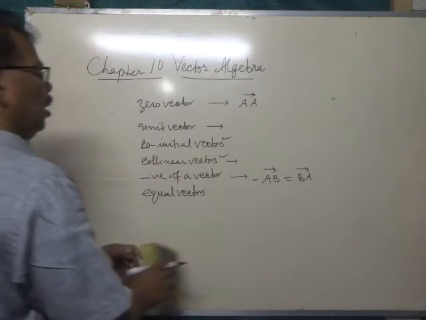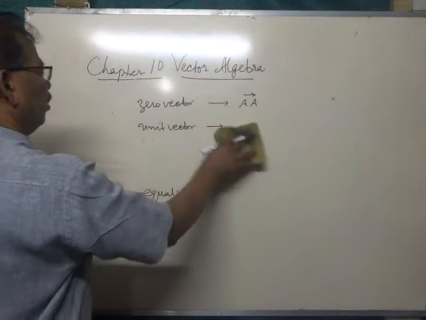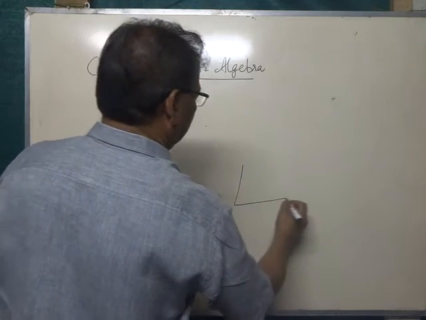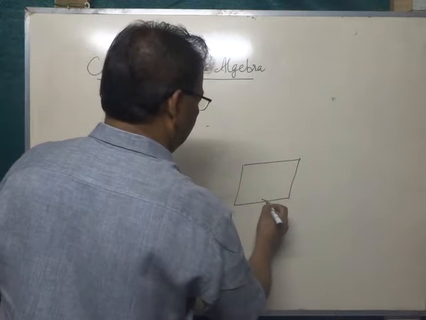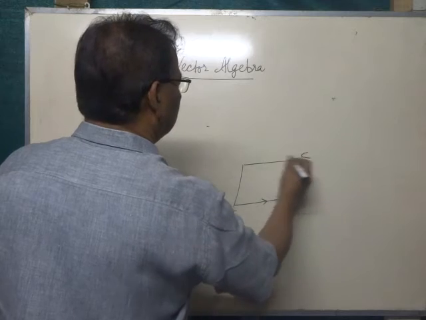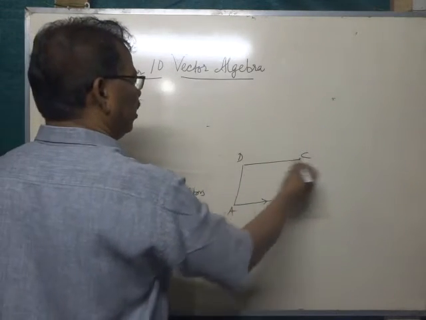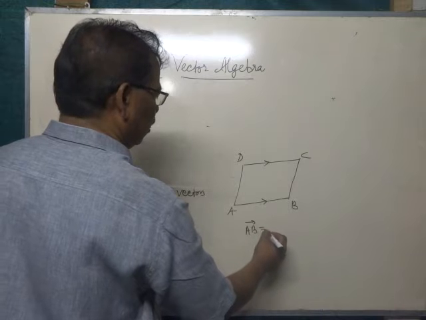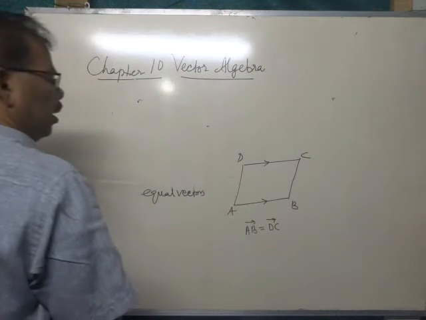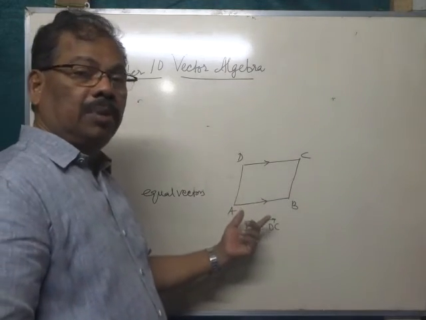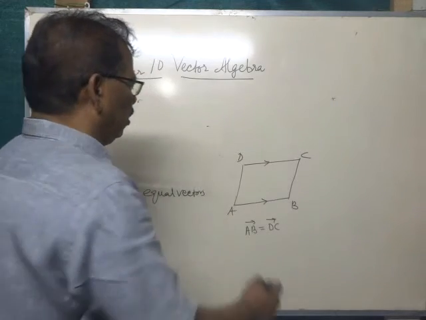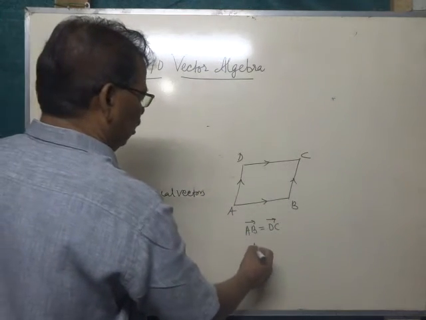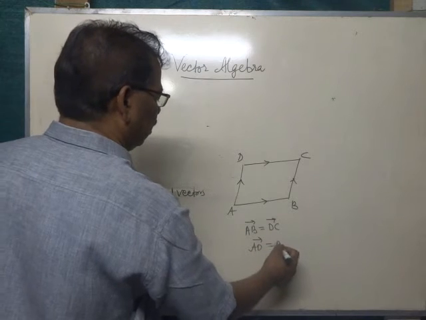Now, equal vectors. What is meant by equal vectors? Consider a parallelogram ABCD. Length of AB is equal to length of DC, and they are parallel. Therefore, we can write AB is equal to DC. They are equal vectors. Their magnitudes are same and their directions are same. That is the case with vector AD and vector BC. Vector AD is equal to vector BC.